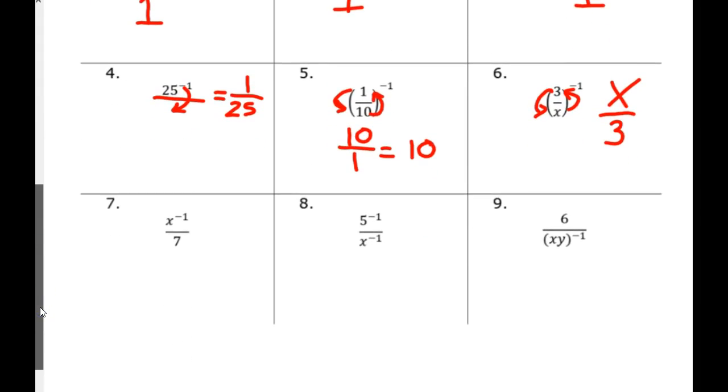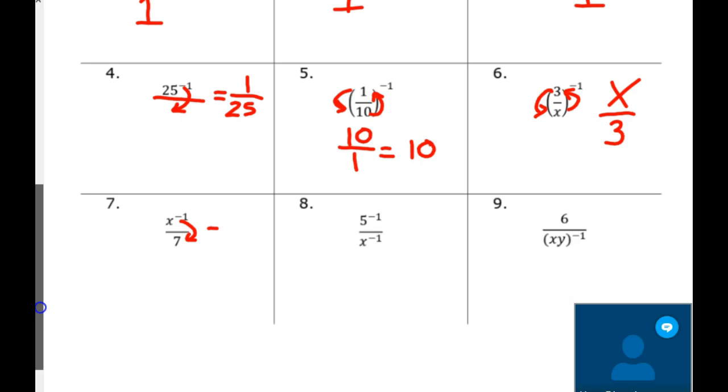All right, 7 through 9. Now, on 7, only the top has a negative 1. So we're not flipping everything, but the top is going to have to do what? Go to the bottom. The 7 stays on the bottom, though. There's nothing left on top, so what do I write on top? 1. And then I'm going to have 7 on the bottom, and then that's going to be an x. X to the 1 power on the bottom.